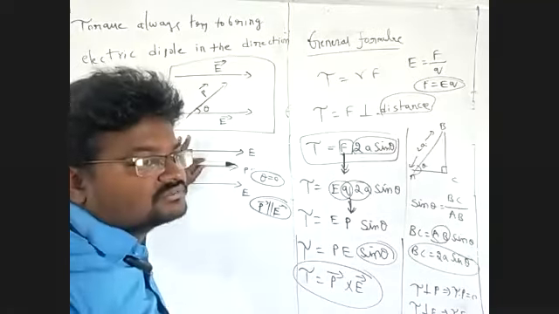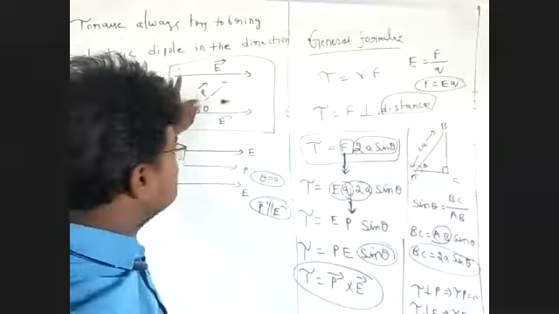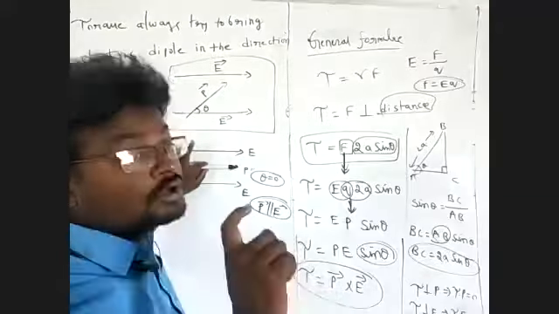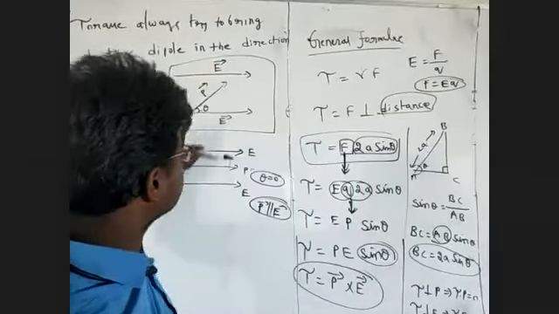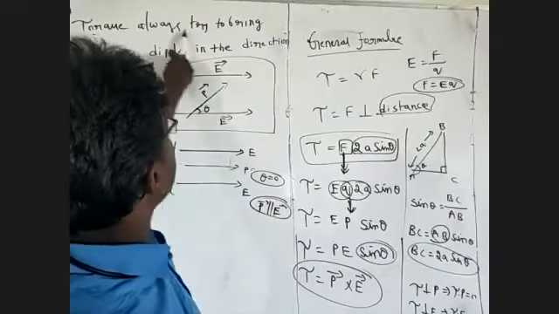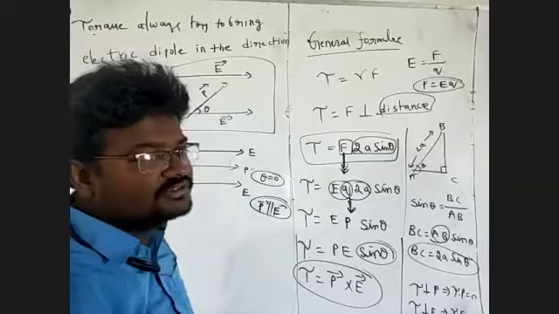So what is the reason? Why does it move from this position to this position? There is only one reason. Torque tries to bring the electric dipole from this position to this position. So torque always tries to bring the electric dipole in the direction of the electric field.